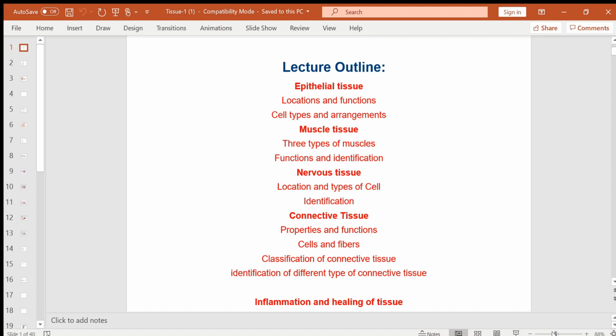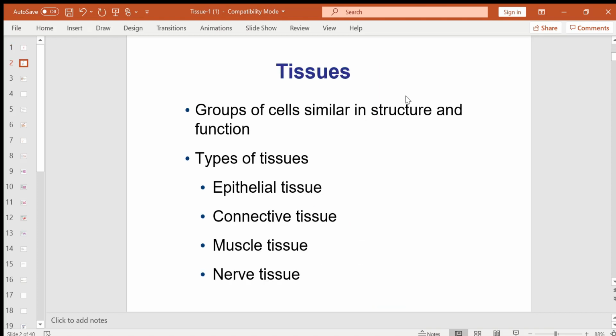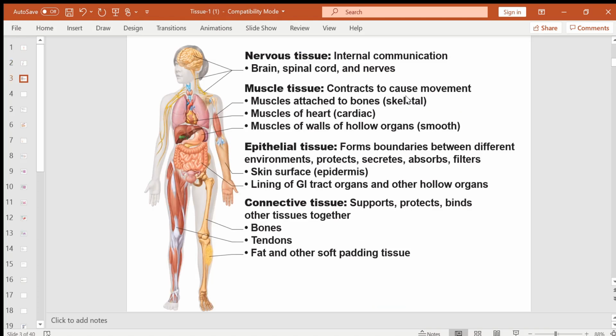Today we'll talk about the epithelial tissue, muscle tissue or muscular tissue, nervous or neural tissue. So we'll talk about these three types of tissues today, and in the next lecture I'll talk about the connective tissue. So these are four different types of tissues from the structures of the human body. First, we'll see the location of those four different types of tissues in the body.